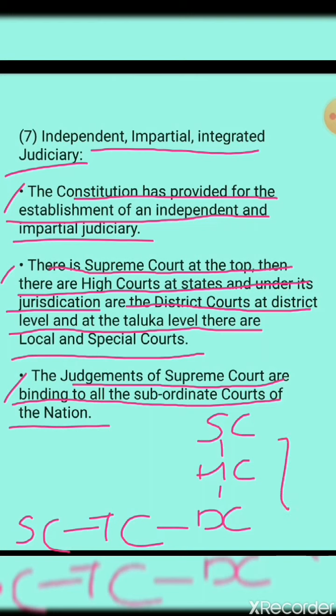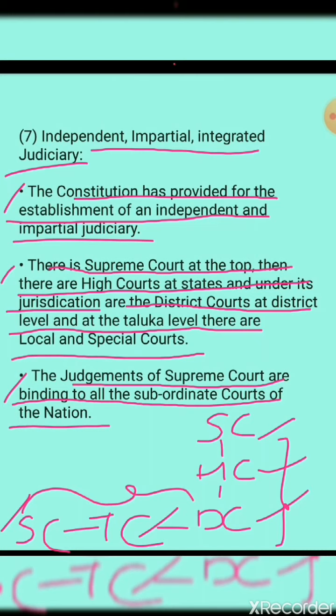So this is the pattern of the jurisdiction: the Supreme Court at the center, the High Courts in all the states, the district courts, the taluka courts, and some special courts. As an example of special courts, I can give you the consumer forum, which has been opened for the protection of consumers who are being exploited. Another example of a special court is the Lok Adalat.